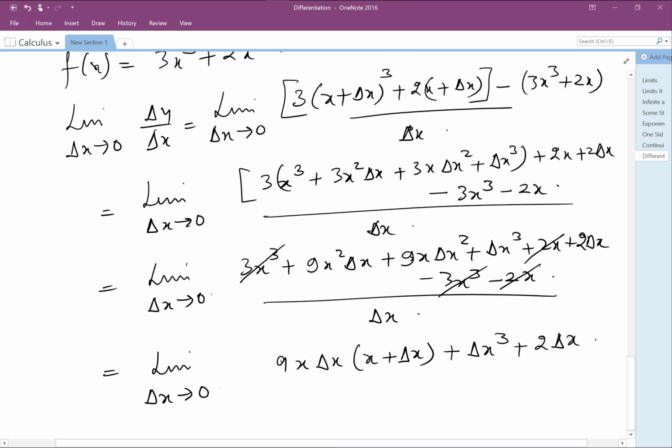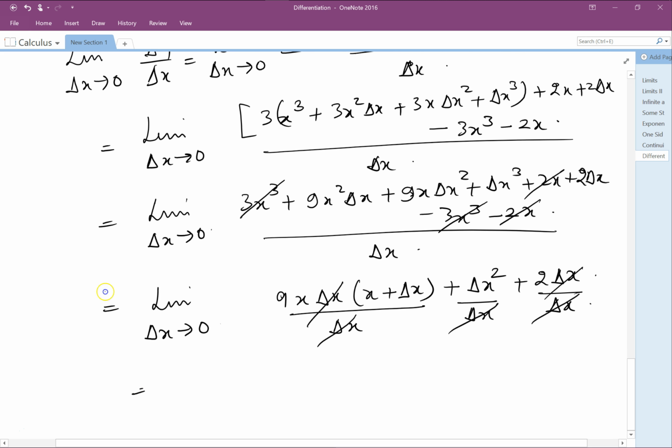Now let's divide by delta x. These two get cancelled. This gets cancelled with this, so you're left with square. This gets cancelled with this. Now there is no denominator. Now we can take the limit. So 9x times (x plus delta x). Delta x is 0, so x plus this becomes 0, plus 2.